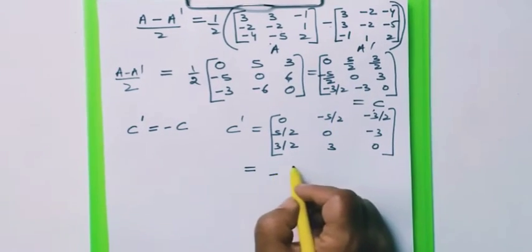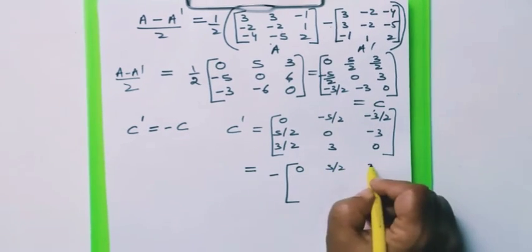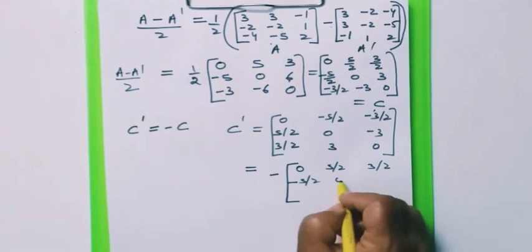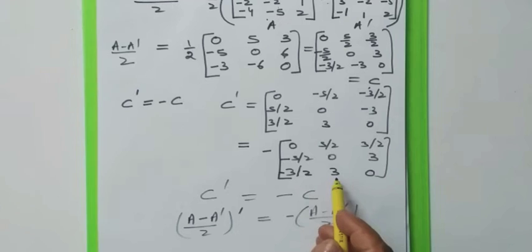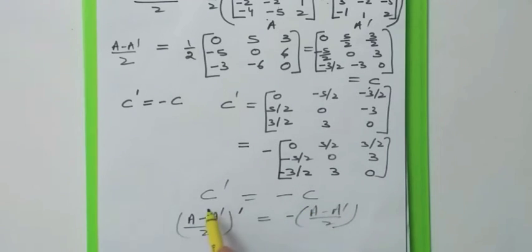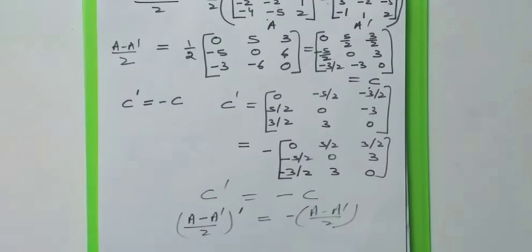So if I take negative common from this matrix, what do I get? 0, 5 by 2, 3 by 2, minus 5 by 2, 0, 0, 3, minus 3 by 2, 3, 0. Which is negative of C, and hence I observe that C dash is equal to minus C. So C is a skew symmetric matrix. But what was C? C was nothing but A minus A transpose by 2. So A minus A transpose by 2 is a skew symmetric matrix.